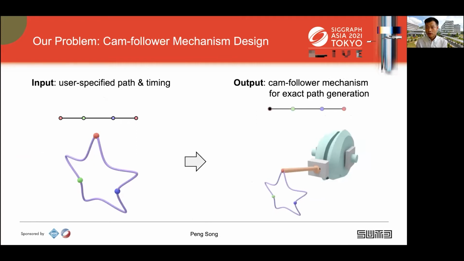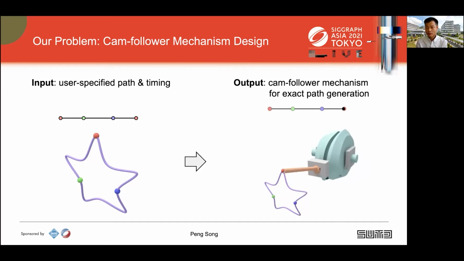Our problem in this work is to solve the exact path generation problem by using our proposed CamFollow mechanisms. In other words, we want to design CamFollow mechanisms whose output motion can exactly follow user-specified path and timing, as shown in this example.